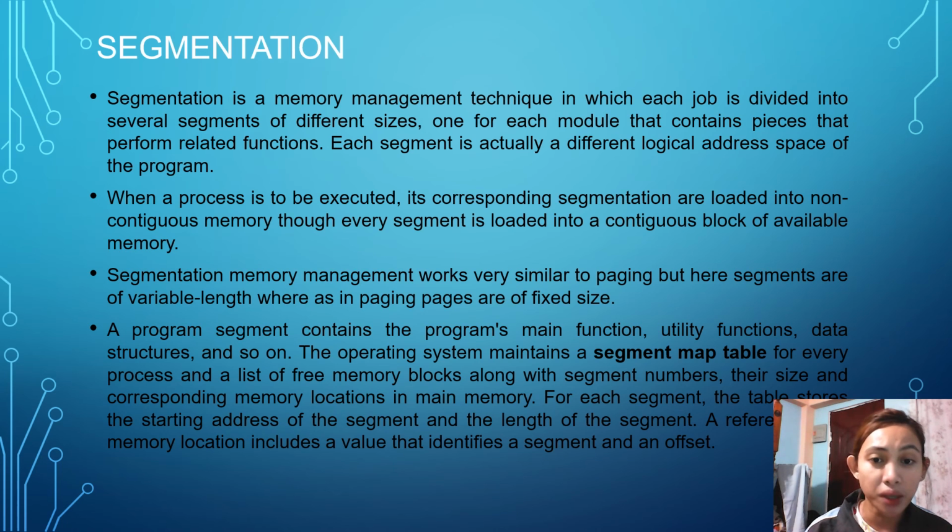Segmentation memory management works very similar to paging, but segments are of variable length, whereas in paging pages are of fixed size. A program segment contains the program's main function, utility functions, data structures, and so on. The operating system maintains a segment map table for every process and a list of free memory blocks along with segment numbers, their size, and corresponding memory location in main memory. For each segment, the table stores the starting address of the segment and the length of the segment. A reference to a memory location includes a value that identifies a segment and an offset.